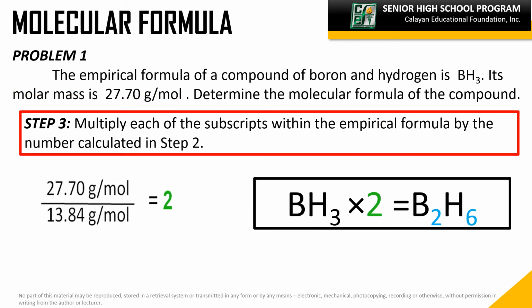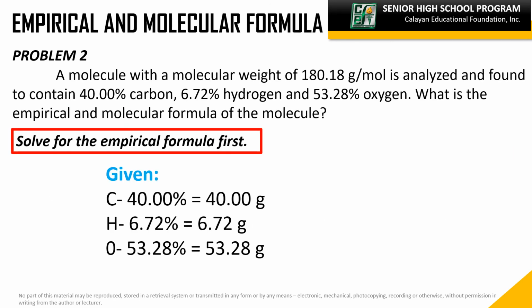Now, for step 3, multiply each of the subscripts within the empirical formula by the number calculated. So, the number calculated is 2. So, we have to multiply each of the subscripts. Subscript for B is 1 times 2, you have 2. Subscript for hydrogen is 3, so 3 times 2, you'll get 6. So, the molecular formula will be B2H6.